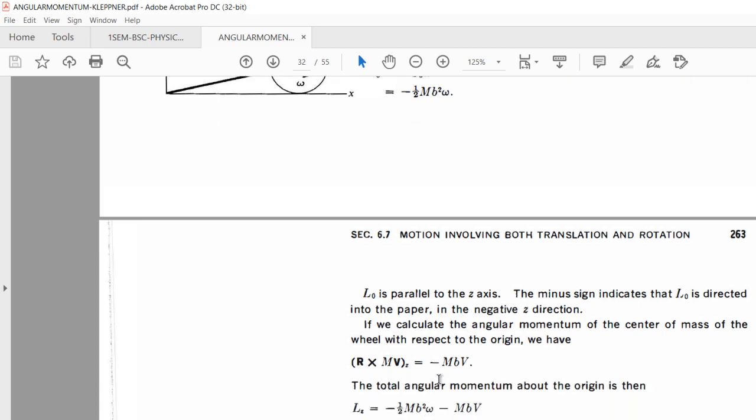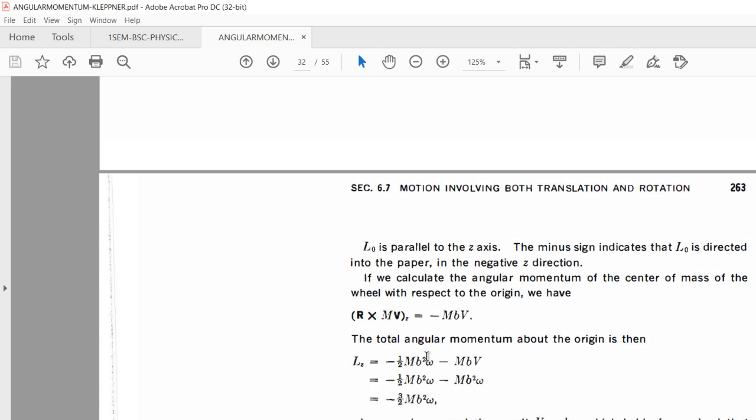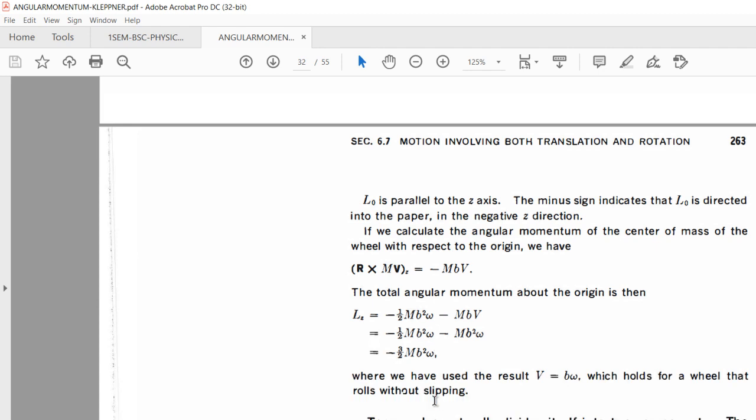Now if you add these two terms, you get the total angular momentum about the origin: the angular momentum about the center of mass and the angular momentum of the center of mass. The angular momentum about the center of mass is minus m b square by 2 omega, and that of the center of mass is m b v. So minus 1 by 2 m b square omega minus m b v becomes minus 3 by 2 m b square omega. Here v is equal to b omega, so m b into b omega is m b square omega. So it is minus 3 by 2 m b square omega, where we have used the result v is equal to b omega.